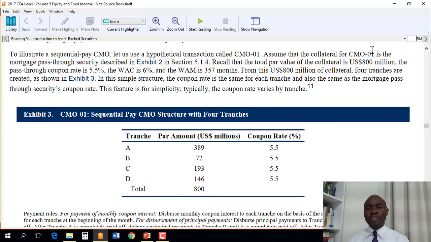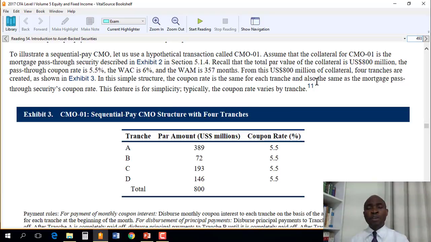Okay, assume the collateral for CMO-01 is the mortgage pass-through. In our case, we are assuming only one mortgage pass-through. Ideally, you have a pool of mortgage pass-through. Now recall that the total par value of the collateral is 800 million US dollars. The pass-through rate was 5.5% if you still remember, and the WAC is 6%. The WAM is 357 months.